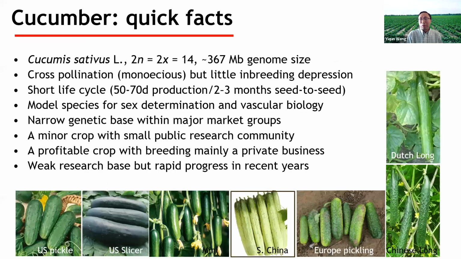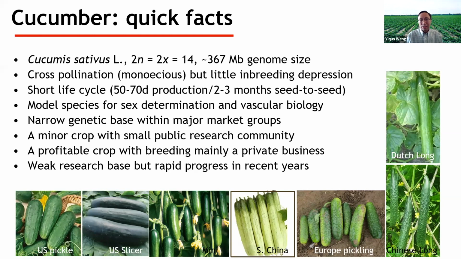So cucumber, many of you may not be familiar. It's Cucumis sativus, in the Cucurbitaceae family, with a relatively small genome size and few chromosomes, 14 chromosomes, 367 megabases. It's largely cross-pollinated because it has a monoecious sex expression, but it has little inbreeding depression. It has a short life cycle, and it has been a model species for a long time for sex expression and also vascular biology.